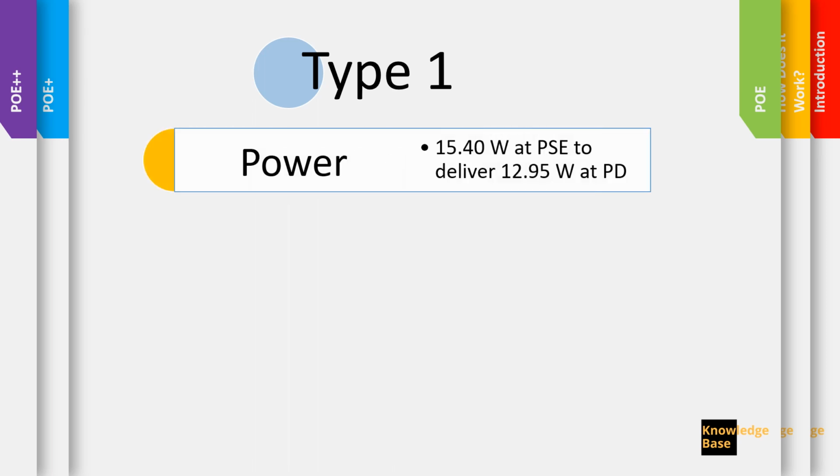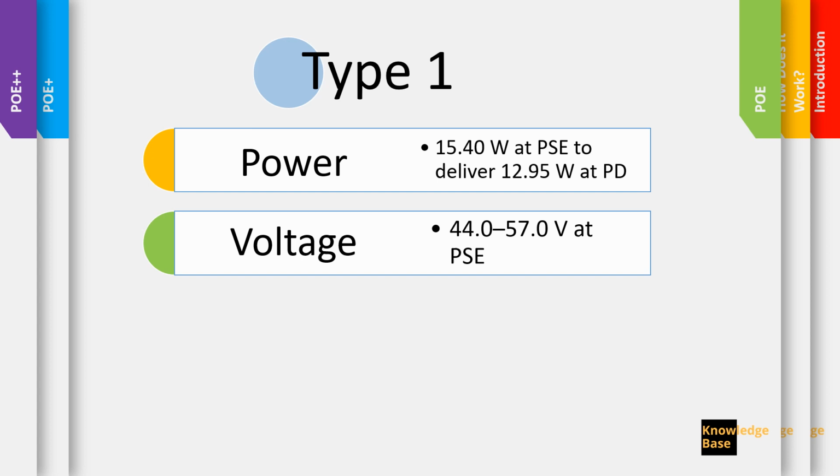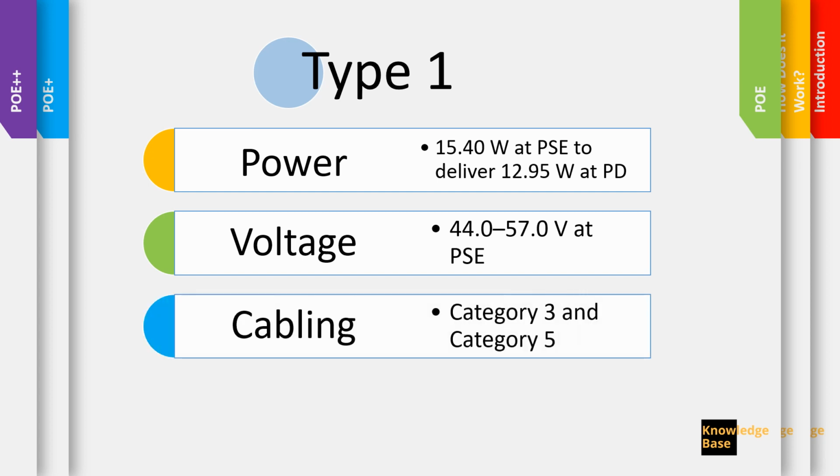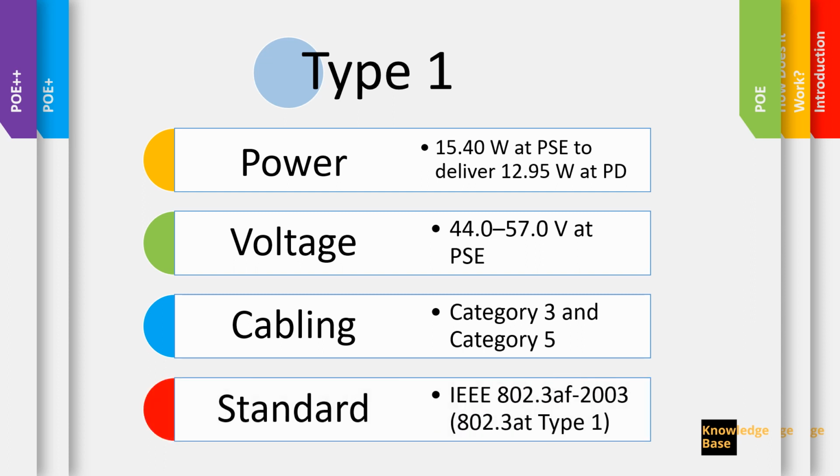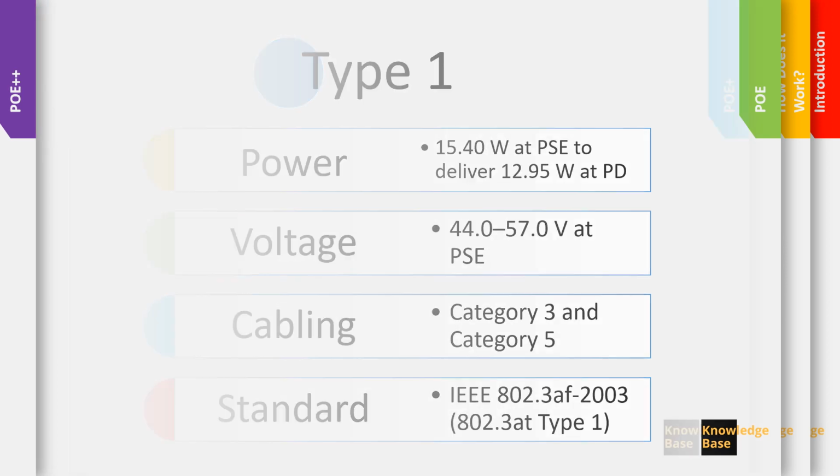POE type 1, or the first POE that was introduced, is 15.4 watts only, and it runs on 44 to 57 volts at the PSE. It runs on Cat3 and Cat5 cables, and the standard is 802.3af 2003, and then it was restated in the 802.3at type 1.